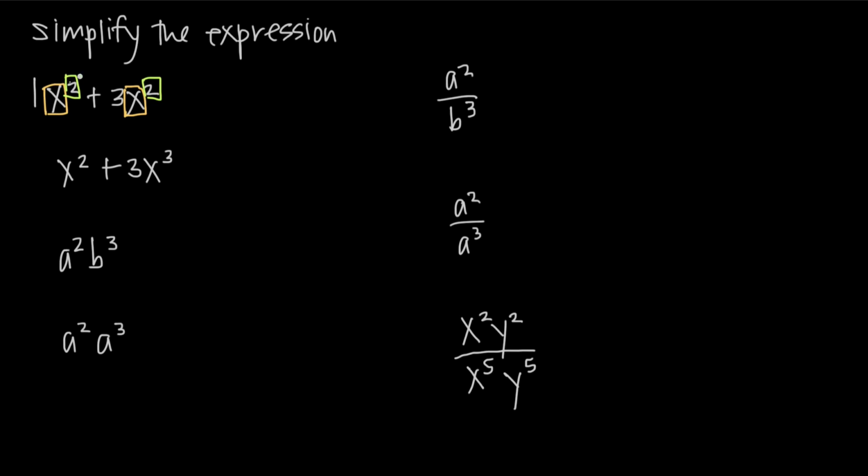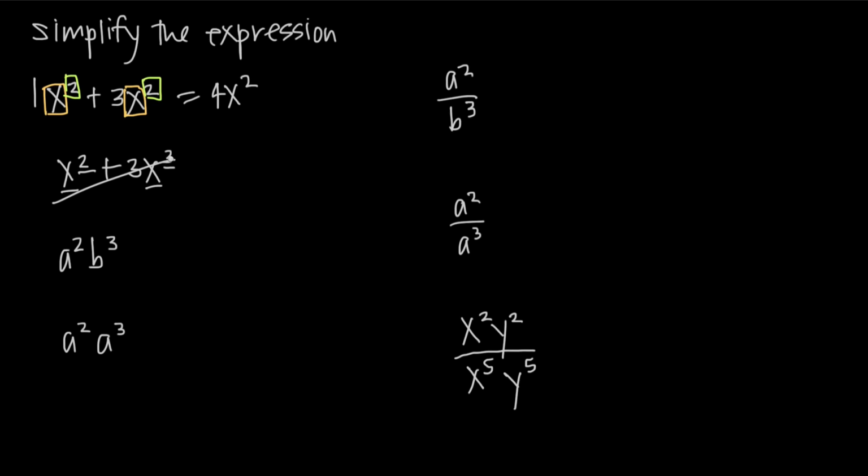So when we have 1 of them and we add to that 3 of them, 1 plus 3, we get 4. So this is going to be equal to 4x squared. We keep the like term of x squared together. So that's addition of like terms. Here, if we try to add together an x squared and an x cubed, our x's are the same, the variable is the same, but the exponent is a 2 versus a 3. And because the exponents are different, these are not like terms, and we can't simplify this at all. We can't add these terms together.